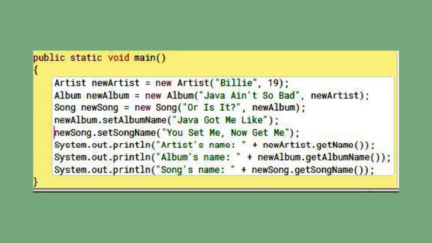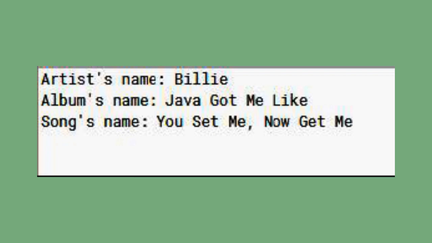Here we have the same code, but we are going to use setAlbumName on the new Album object and setSongName on the new Song. When we run that, we can see that the artist's name has not changed, but the album's name is now Java Got Me Like, and the song's name is You Set Me, Now Get Me.